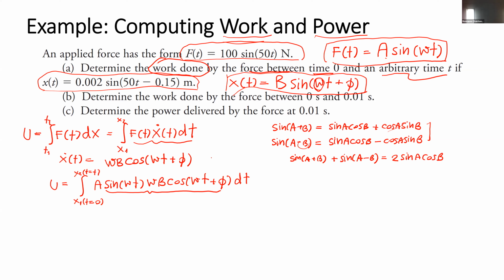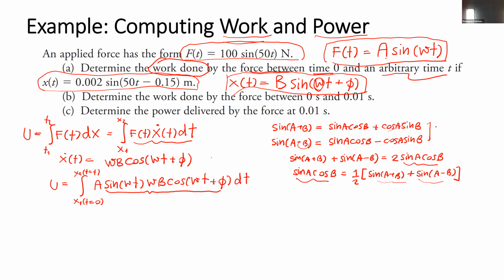And if you want only sine A cosine B, then sine A cosine B is equal to 1/2 of sine A plus B plus sine A subtract B. Now this one and this one are in the same form, and you can separate these two terms into these two terms.